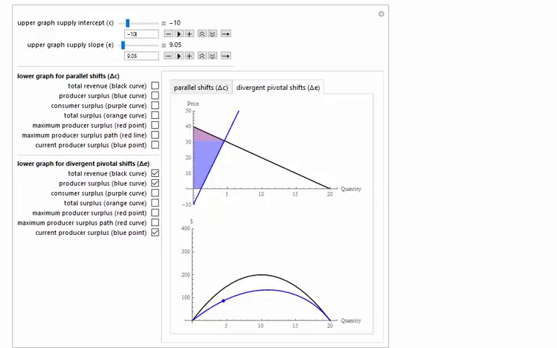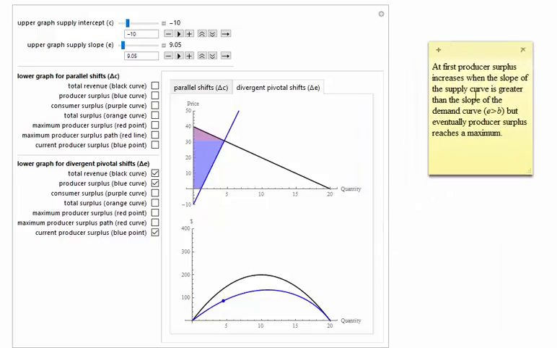Also notice that in this case, at first producer surplus increases when the slope of the supply curve is greater than the slope of the demand curve. But eventually producer surplus reaches a maximum. Let's change our slope here. So here we are, producer surplus is increasing. It's going to be reaching a maximum out here somewhere. And then it starts decreasing.